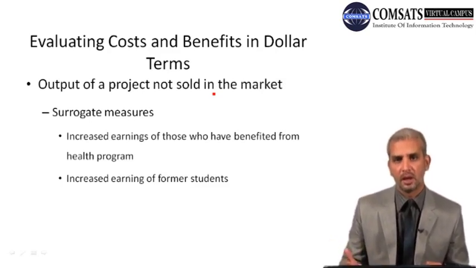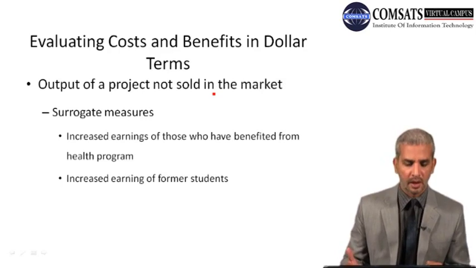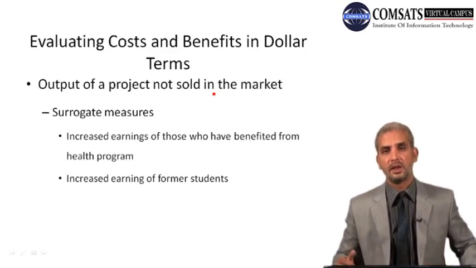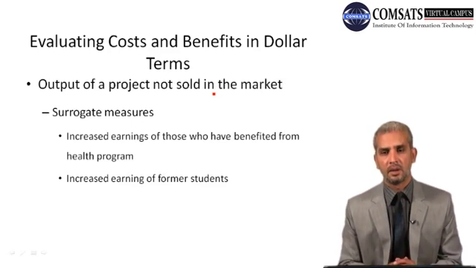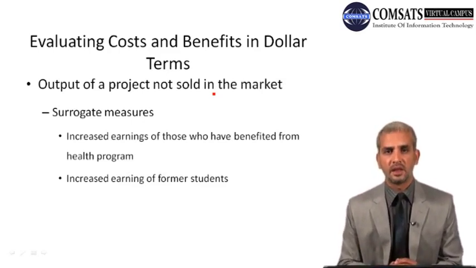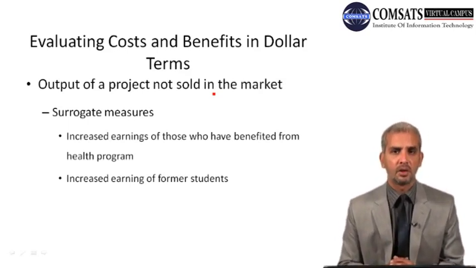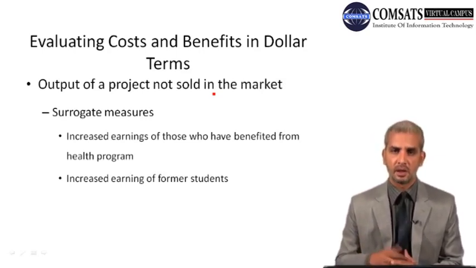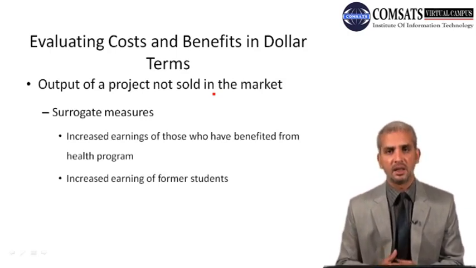Surrogate measures are proxies that evaluate the benefits and costs in dollar terms. For example, the increased earnings of those who have benefited from a health program, such as individuals who had been treated for lung disease. Or, in Pakistan's case, there are polio vaccinations, a major program being conducted in the country, and children are being vaccinated. How would you evaluate the benefit of that project? One way would be, when those children grow up, what would be their earning power and earning opportunities, and that can be counted as a benefit of eradicating that disease.